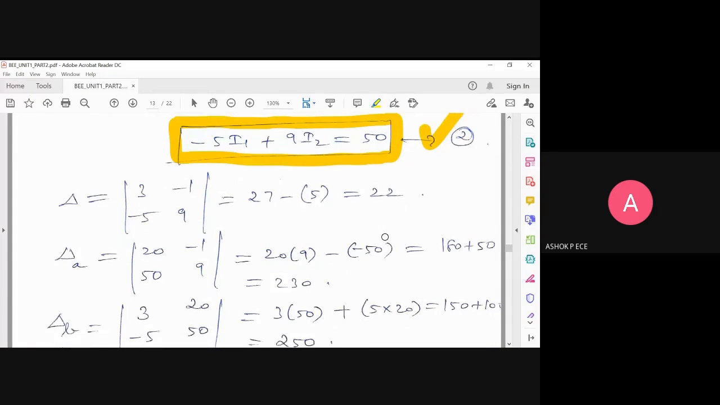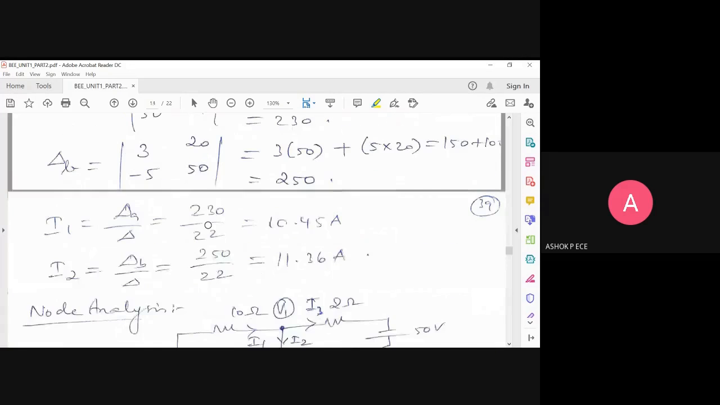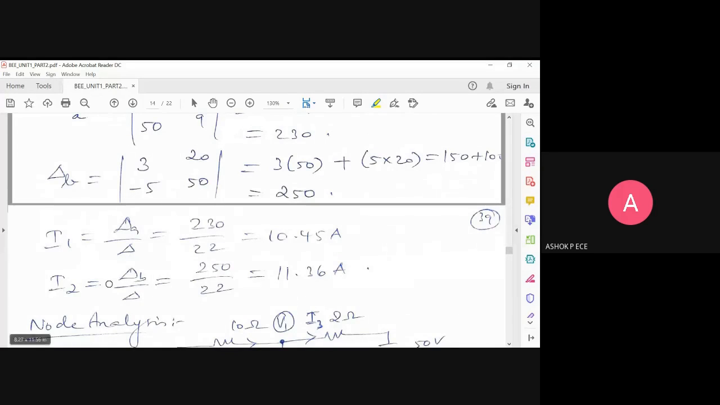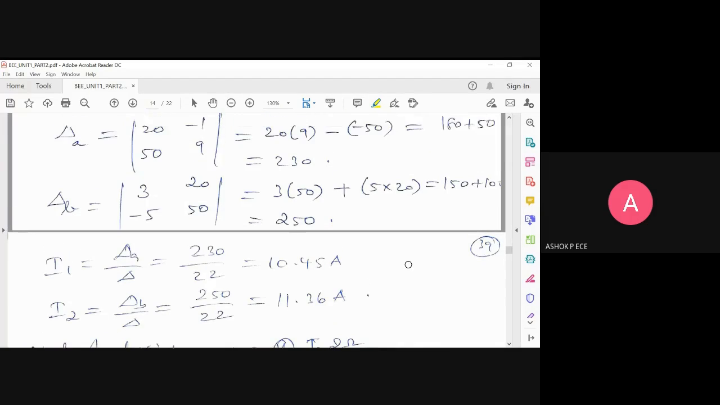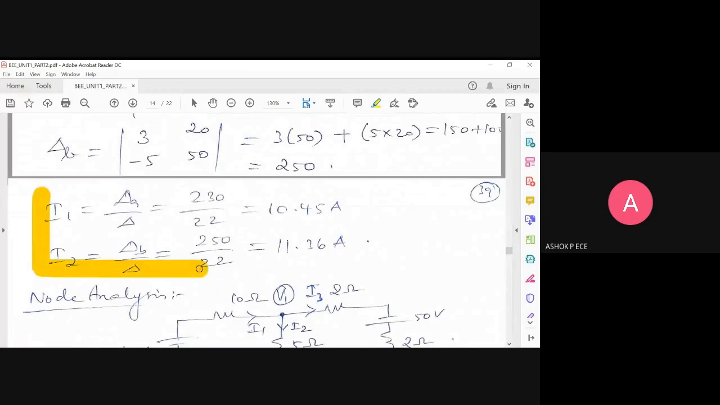So I found delta A and delta B. Maybe you can have delta 1, delta 2 also. The notations are not important. The only thing is we have to write the values correctly. Then I1 is delta A by delta, and I2 is delta B by delta. I have given the answers. Also check whether you get these two answers.